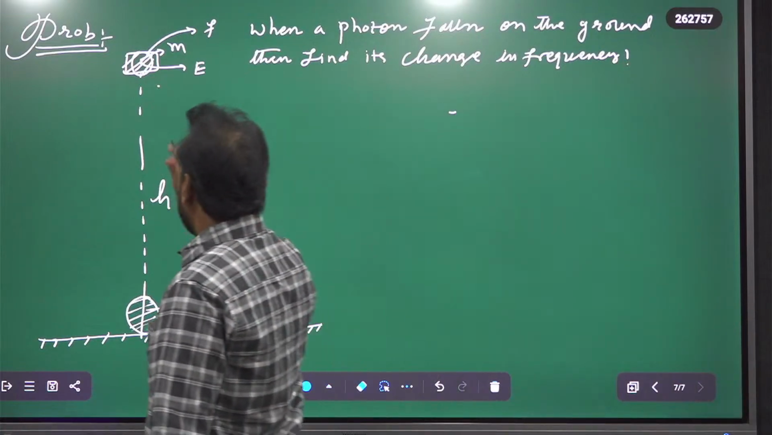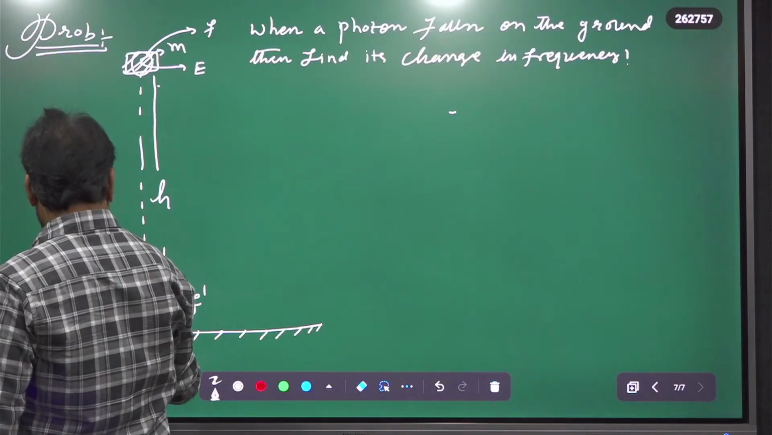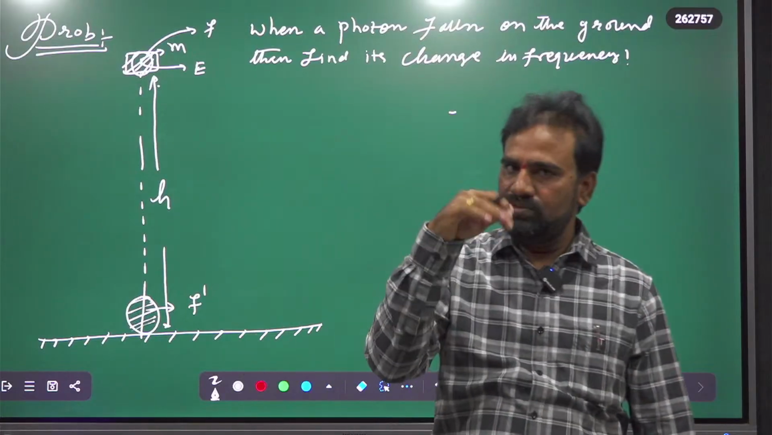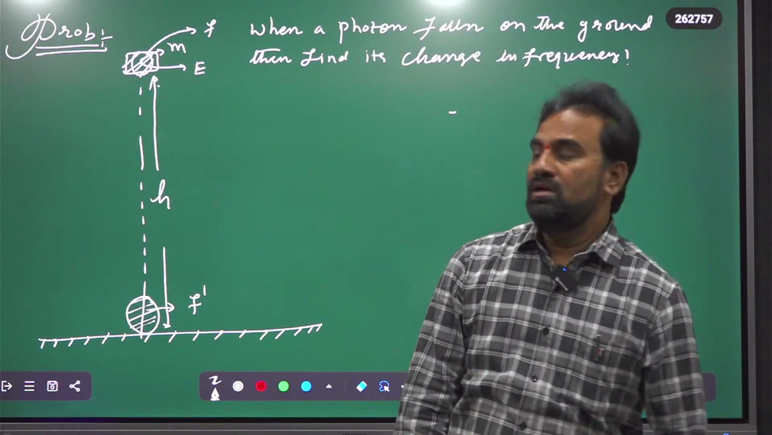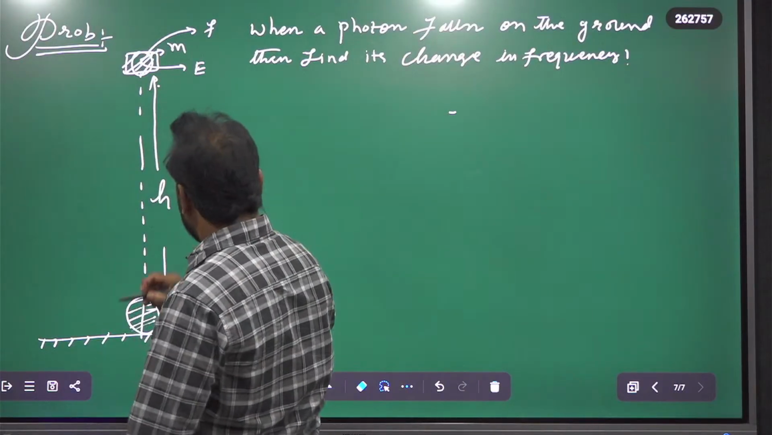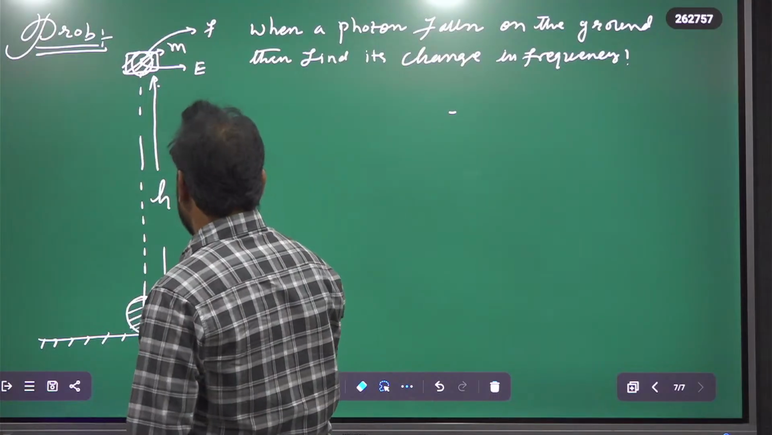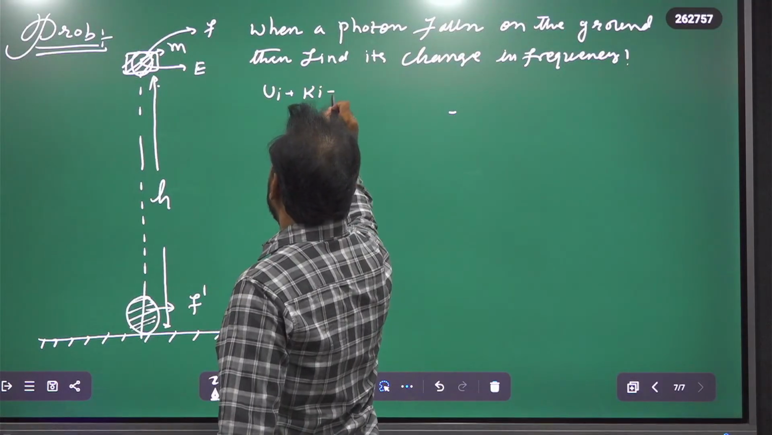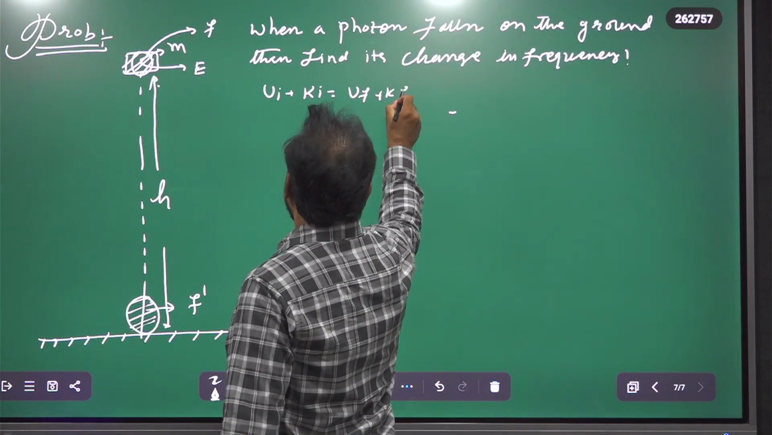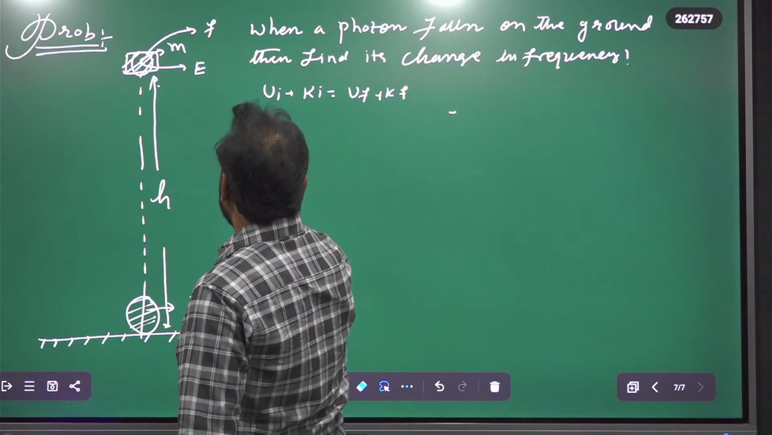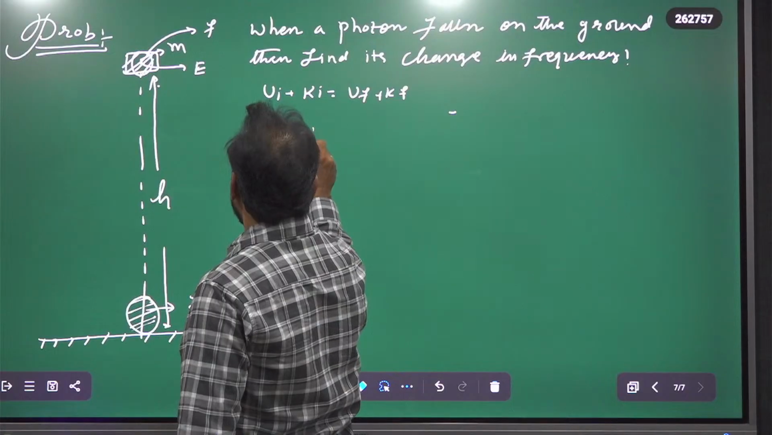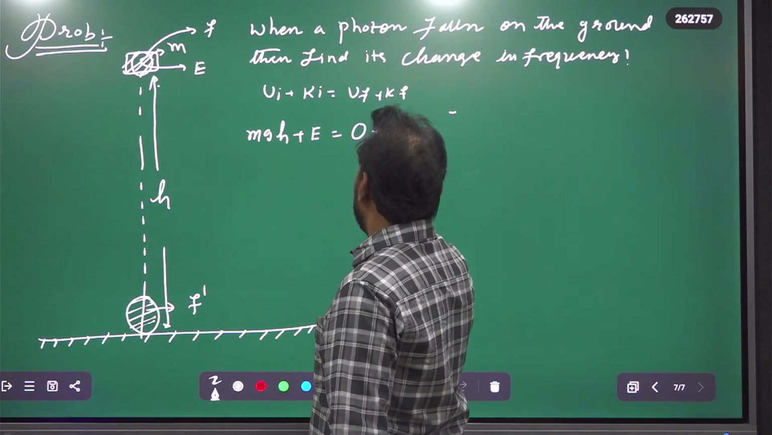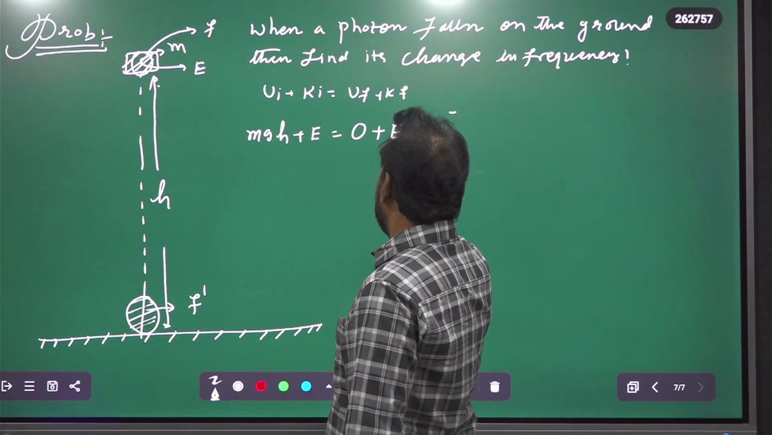Okay, here initially the photon is at a height of h. When the photon is at a certain height h, it possesses potential energy also. When it is falling, it possesses kinetic energy also. The total amount of energy at this point would be equal to the total amount of energy at the ground. You should apply the law of conservation of energy: Ui plus Ki is equal to Uf plus Kf. Ui value is equal to mgh, that is mgh plus E is equal to, when it has fallen, its potential energy would be equal to 0. It possesses only energy E dash.